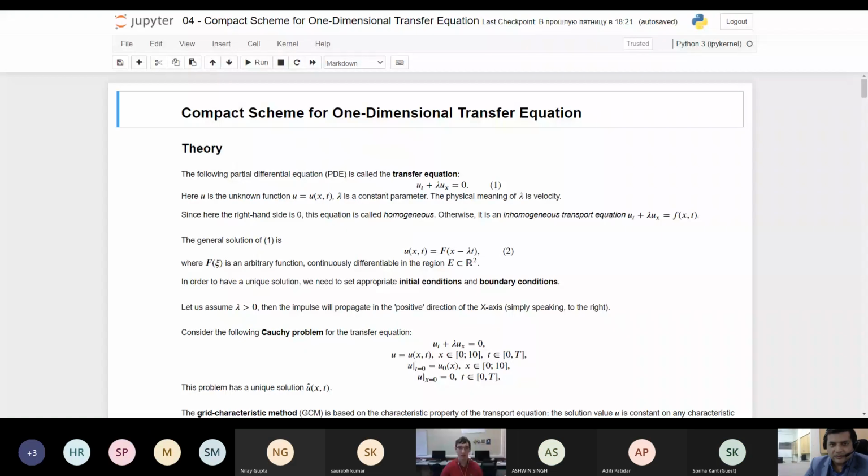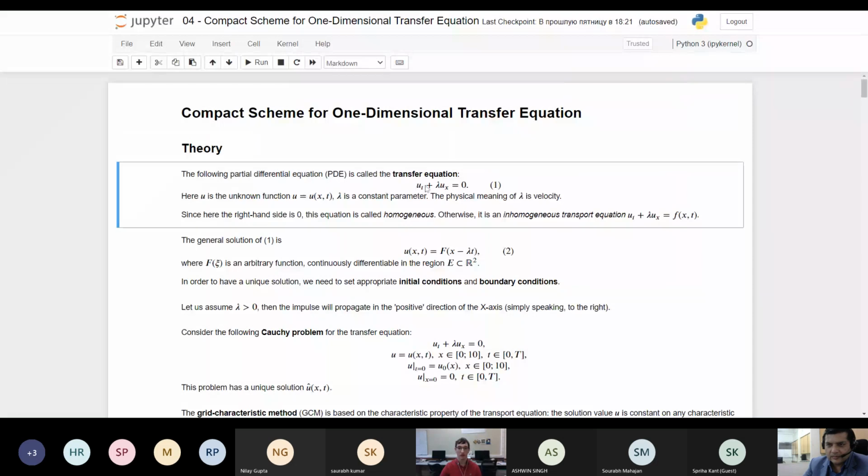So the topic of today's lecture is constructing a compact scheme for one-dimensional transfer equation. We will start with the theory. The following differential equation in partial derivatives is called the transfer equation.